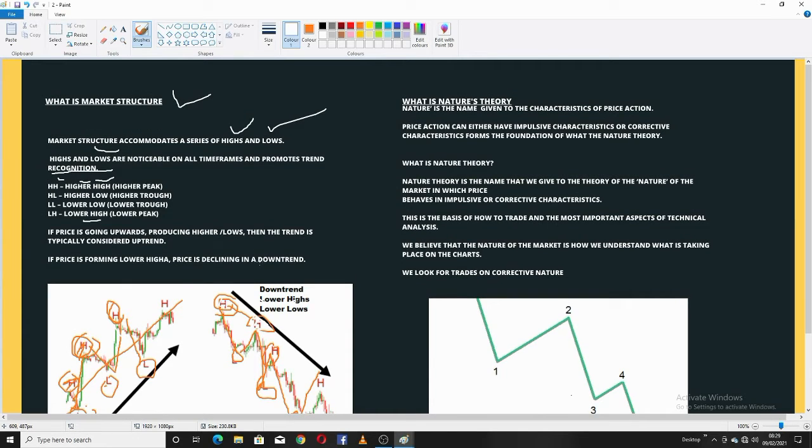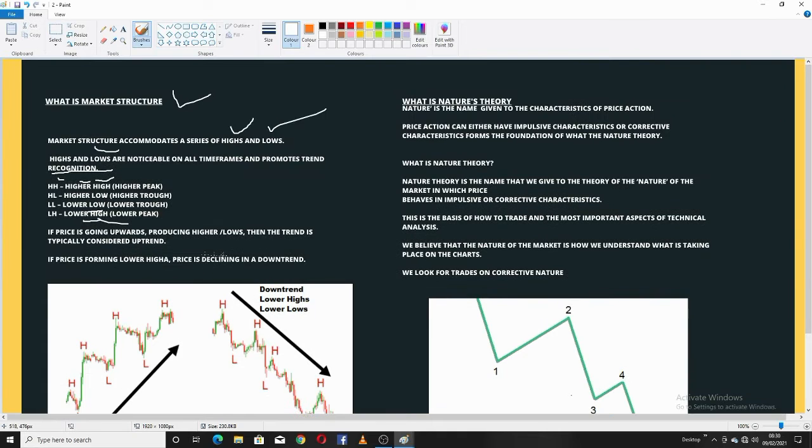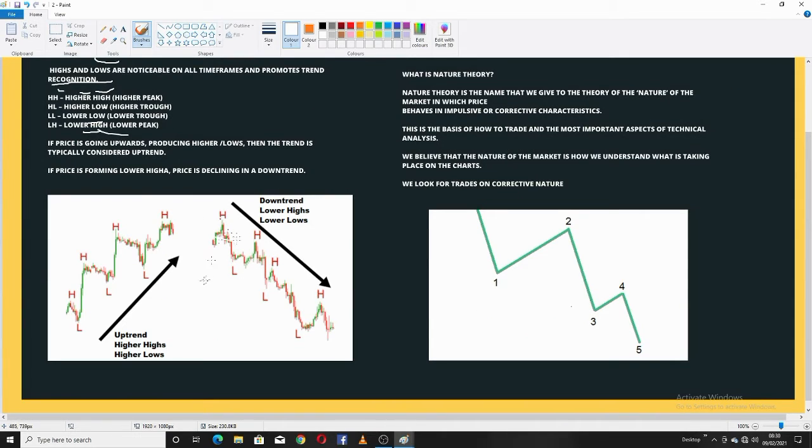That's how a trend is built, or how the trend is constructed. It's a series of higher highs, higher lows, lower lows, and lower highs. I want you to go to the chart and see if you can spot any of this.